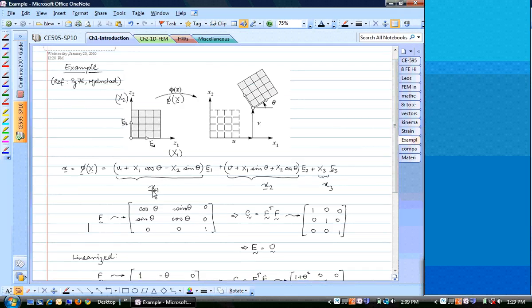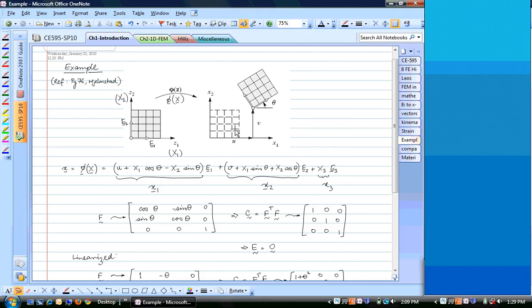So if you do that, you get the derivative of this small x1 with respect to big X1, that's cosine theta, that goes right here. Derivative of this with respect to x2, that's minus sine theta. There is no x3, so we have a 0. Similarly, you move to the second term, derivative of this with respect to big X1, that is plus sine theta, that's right here. Derivative of this with respect to x2, that's cosine theta, and no x3. And finally, here, the only term you will get is 1. So this is the expression for F that you could calculate if you have the map.